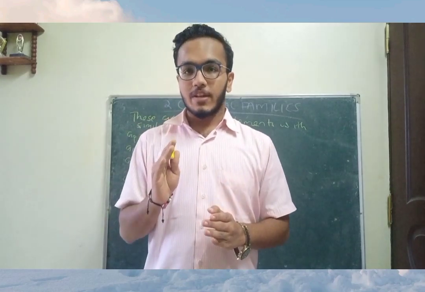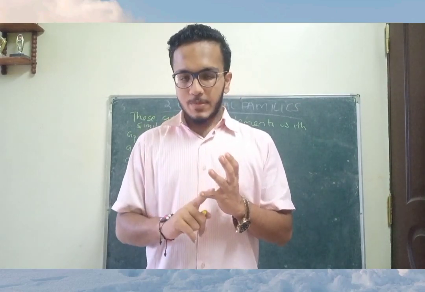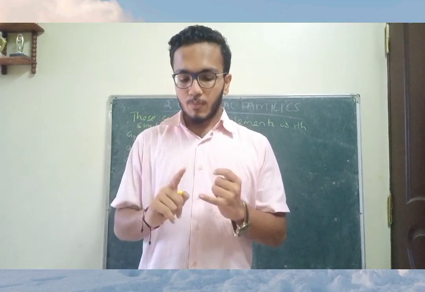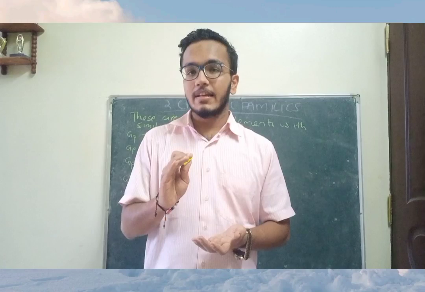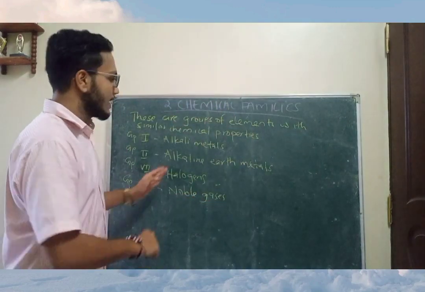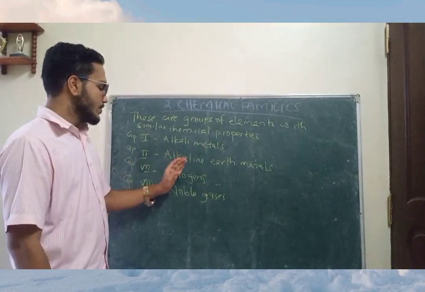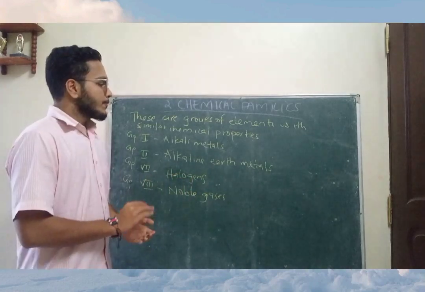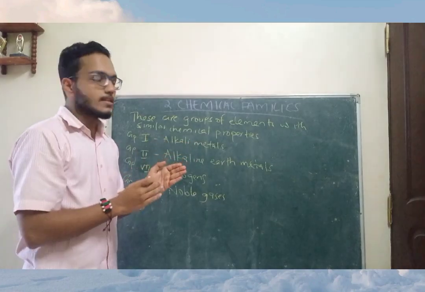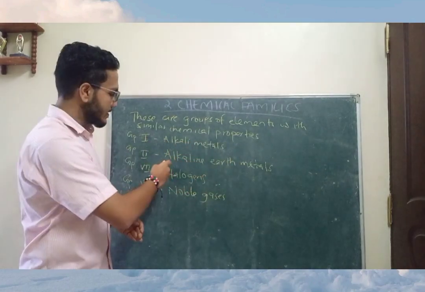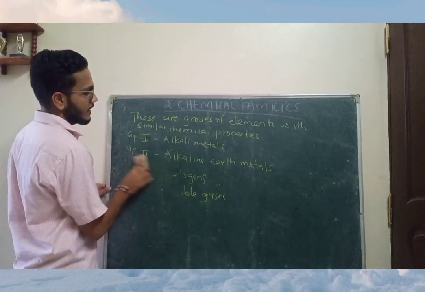So we have four chemical families in the periodic table, that is group 1, group 2, group 7 and group 8. These four groups exhibit similar chemical properties within their own groups. Group 1 is alkali metals, group 2 is alkaline earth metals, group 7 is halogens and group 8 is noble gases. So alkali metals in group 1 have similar properties, group 2 have their own similar properties, and so on and so forth. We start with our first chemical family, that is alkali metals.